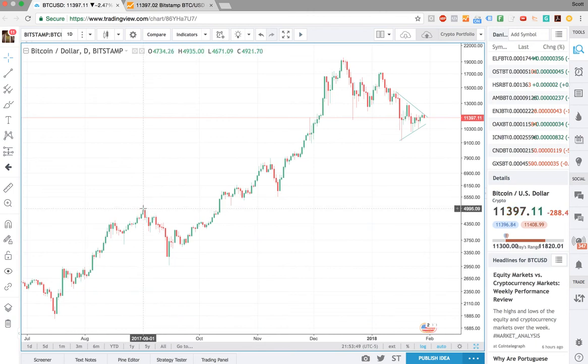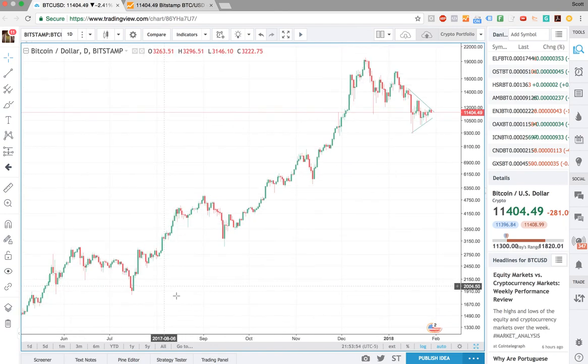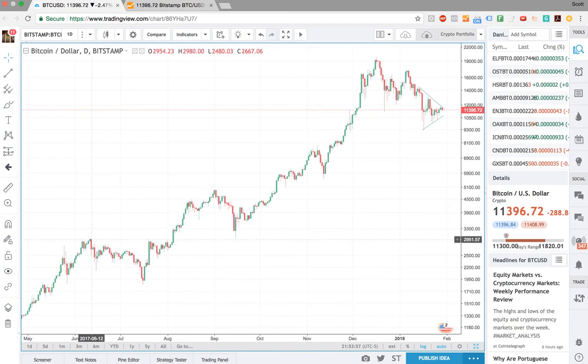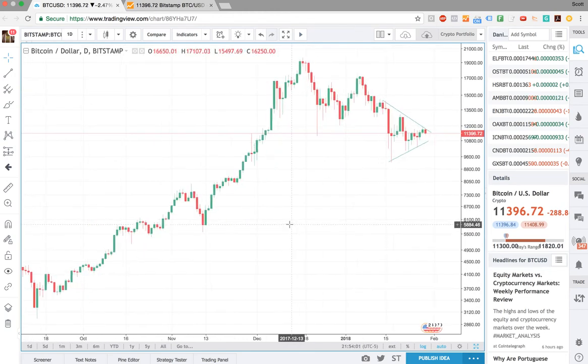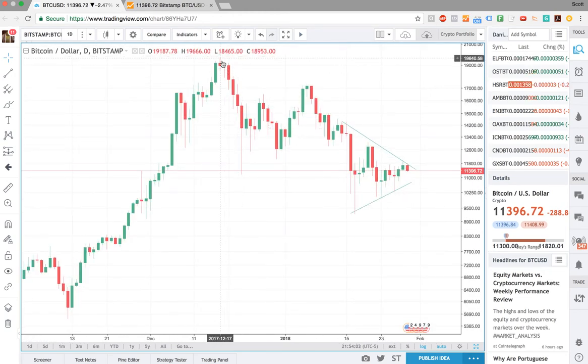take two legs. So we've got, in this previous pullback, one leg up and then a second leg down. So they're usually two-leg down pullbacks. So here we have a leg down, a leg up, and then another leg down. That's the most common form of pullback. And here we have a leg down, a leg up, and a stronger leg down. So it's a perfectly proportional pullback within a longer running bear market.